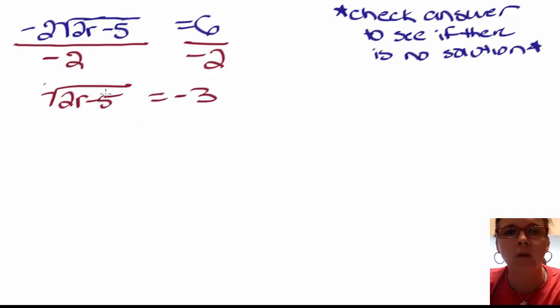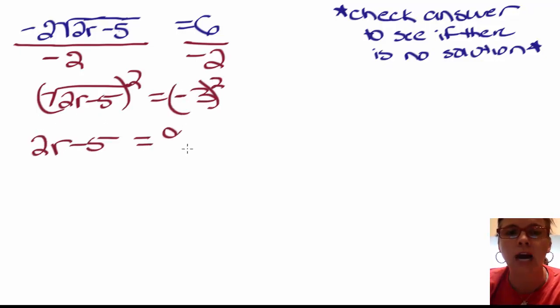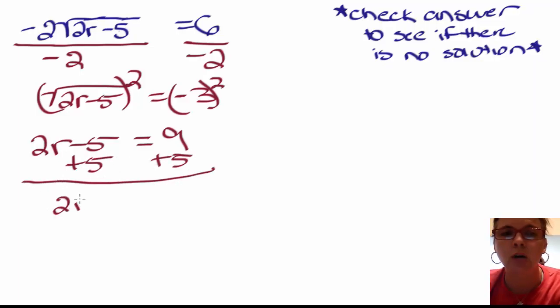Now we square it. What we do to one side, we have to do to the other. Make sure and put that in parentheses. So 2r minus 5 equals 9. Remember, in your calculator, you need to put parentheses around the negative 3. Then we add 5. So 2r equals 14. Divide by 2, r equals 7.